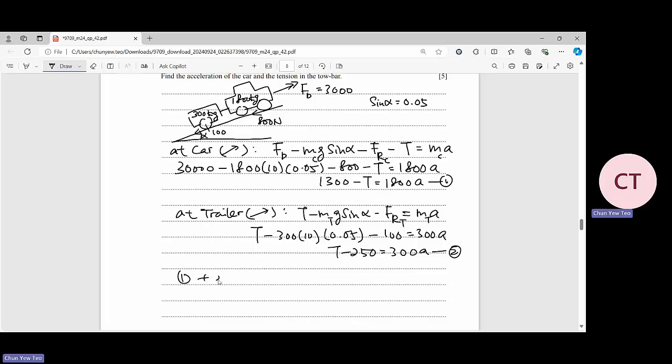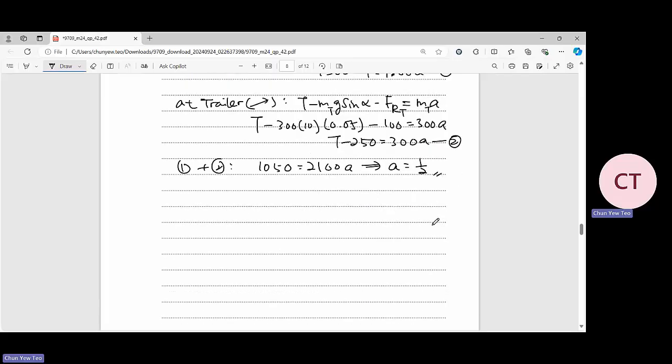Take the first equation and the second equation, add together. You have 1050 equals 2100a. So from here, you can find your acceleration as half a meter per second squared. Your a will be a half.